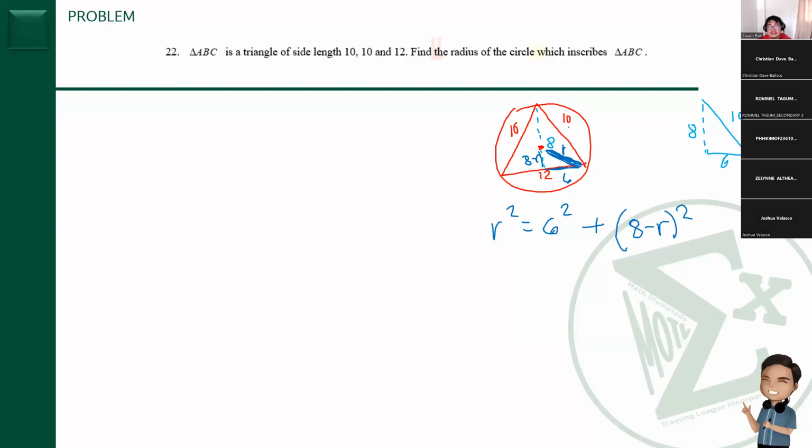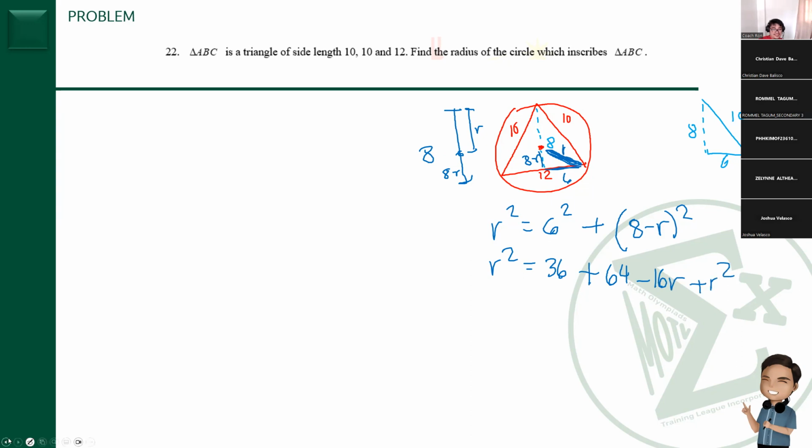Okay. So what are we gonna deal with now? Now, why is it 8 minus r? Because this whole thing is 8. So this whole thing from the middle is your r. So this should be 8 minus r. Okay. So what do we have now? We're just gonna simplify this one. r squared is equal to 36 plus 64 minus 16r plus r squared.